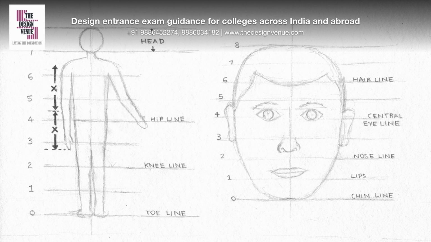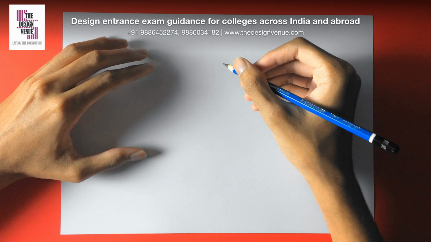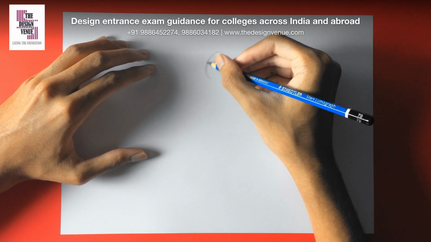So now let's look at drawing a human in action. There are 3 steps to this, and the first step is to draw stick figures. And when I say stick figures, I literally mean them. So I'm going to be showing here a person who is running.